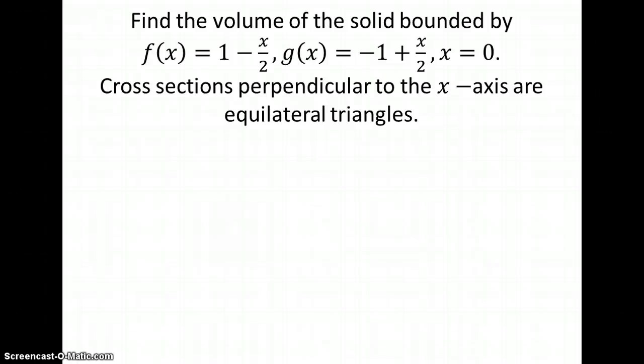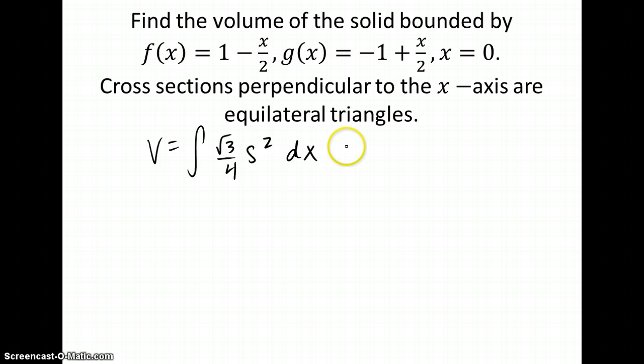Find the volume of the solid bounded by these two functions, x equals 0. Cross sections perpendicular to the x-axis are equilateral triangles. So before we set anything up, the area of an equilateral triangle is square root of 3 over 4, side squared. They're perpendicular to the x-axis, so I'm integrating with respect to x. Square root of 3 over 4 is just a constant. So now we have to determine what the side of the triangle is.